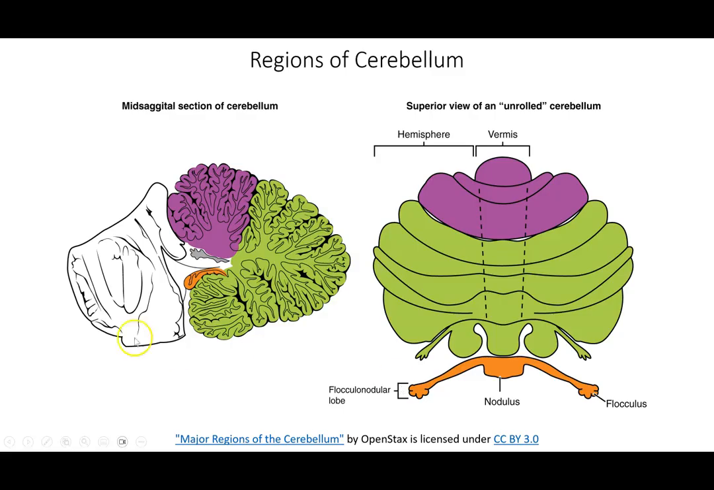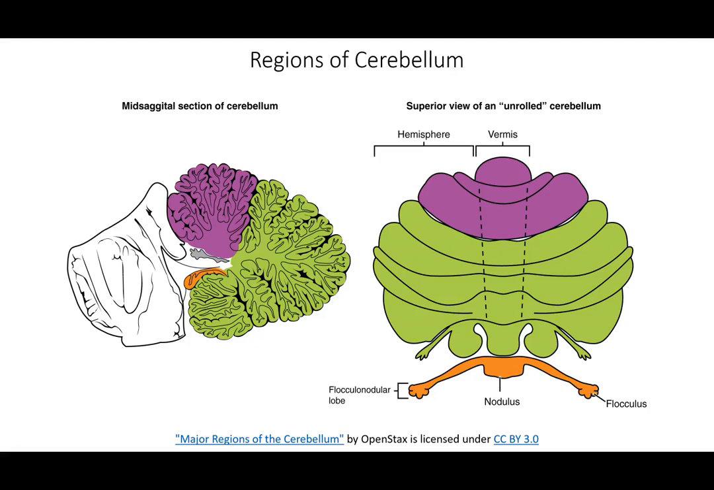And then here, again, we've got that mid-sagittal section, and here's a superior view of basically an unrolled cerebellum, stretching it out a little bit so it's not so bunched together. But this is further divided into some other regions.